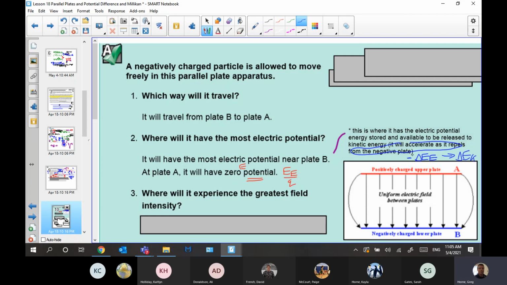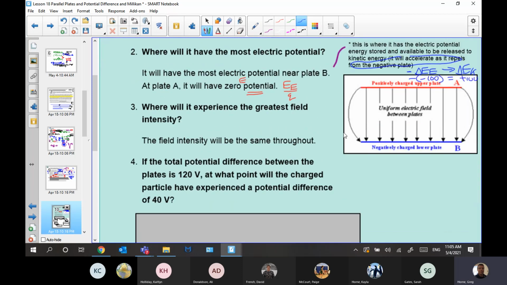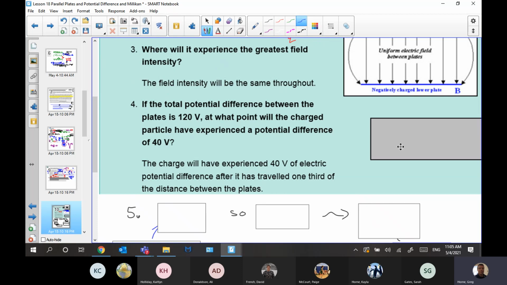Actually, soon we're going to see a question where we say negative delta EE. In other words, if the electric potential energy goes down by 100 or something, then the kinetic energy is going to gain by 100. So the negative of negative 100 equals positive 100, because a drop in electric potential energy corresponds to a gain in kinetic energy. Where does it have the greatest field intensity? Of course, it's the same throughout, and 1/3 of the way.